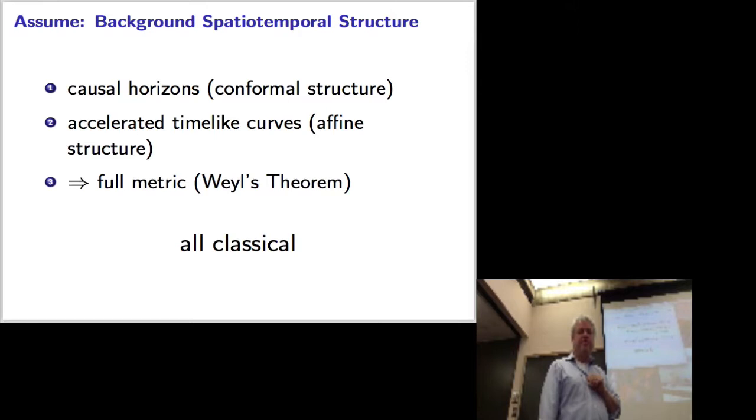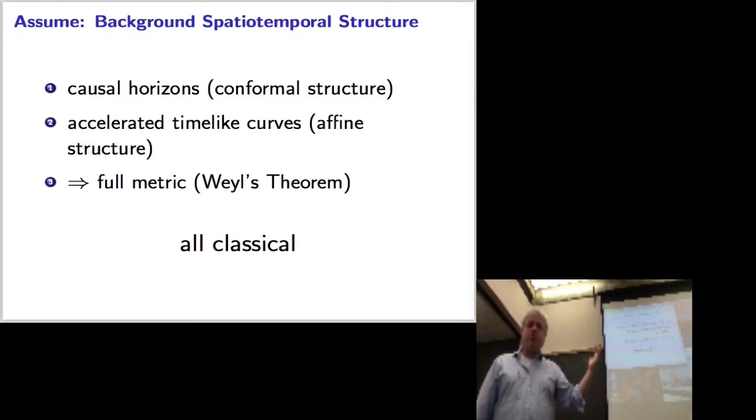That presupposes, and in fact gives us, the affine structure. So it turns out that they're both assuming the complete metric. Weyl's theorem tells us, if we know the conformal structure and we know the affine structure, we know the entire metric up to a constant, which presumably only fixes choice of units. This is all classical.